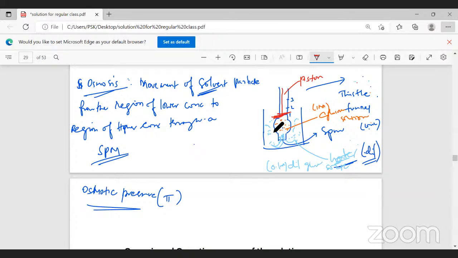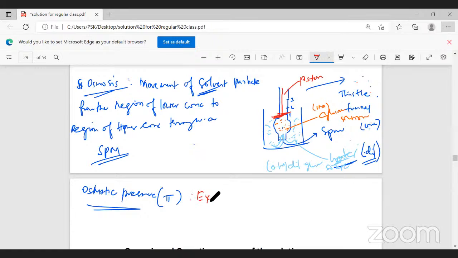You tell me, will the water molecules enter the thistle funnel now through the semi-permeable membrane, because this piston is fixed? This piston cannot move. No, sir. So that means you are applying external pressure so that osmosis will not take place. That external pressure which you apply in order to prevent osmosis is called osmotic pressure.